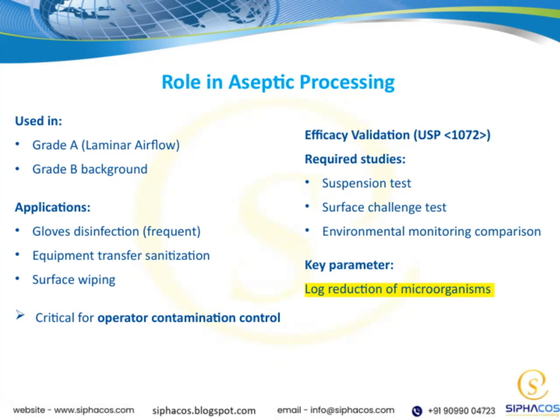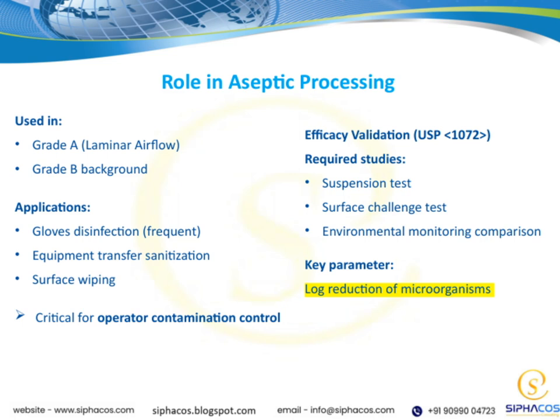Now, let's talk about efficacy validation according to USP 1072. When we validate disinfectants or sterilants, there are several key studies we need to perform. First is the suspension test, which evaluates how effectively the product can kill microorganisms in a liquid suspension. Then, there's the surface challenge test, which simulates real-world conditions by testing the product's ability to disinfect surfaces. Finally, environmental monitoring comparison helps us understand how well the disinfectant performs in actual cleanroom environments.